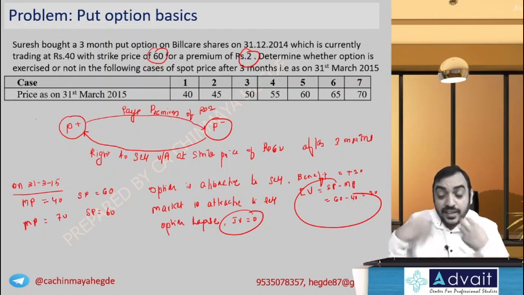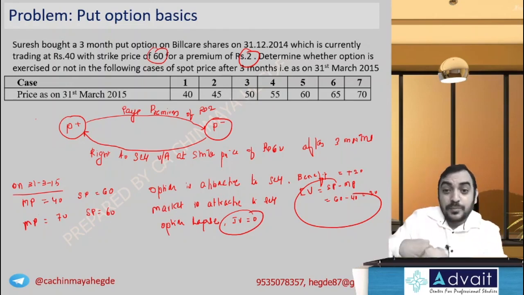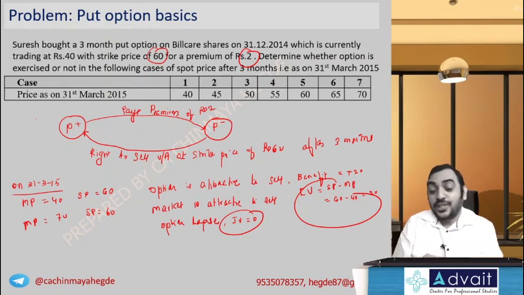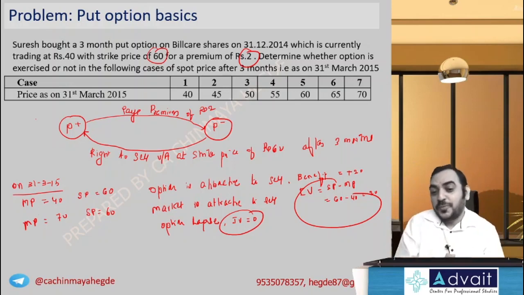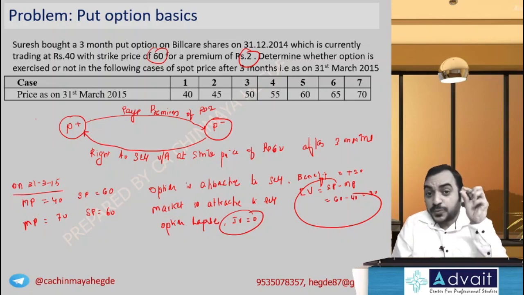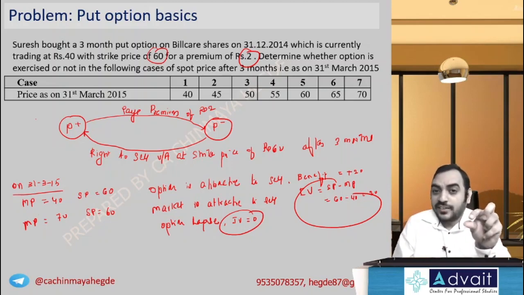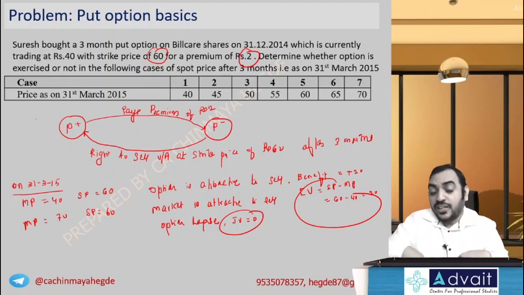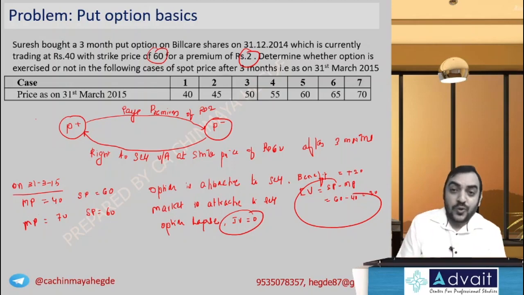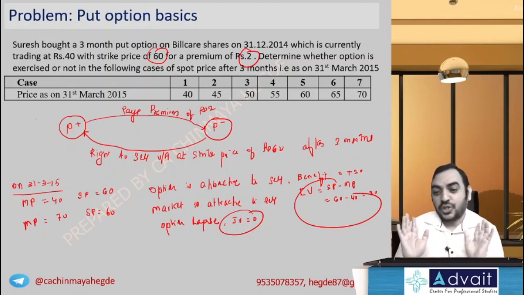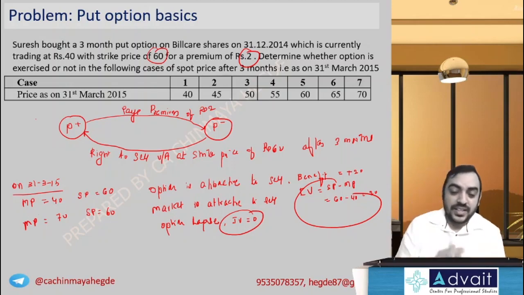Whereas the writer has already received the premium. He doesn't want intrinsic value. He doesn't want the option to be exercised, because if the option is exercised, he has to pay the intrinsic value out of his pocket. So premium is the expense for the holder, income for the writer. Intrinsic value is the expense for the writer, income for the holder. Just opposite parties, that's all. For one person it's inflow, for the other person it's outflow.